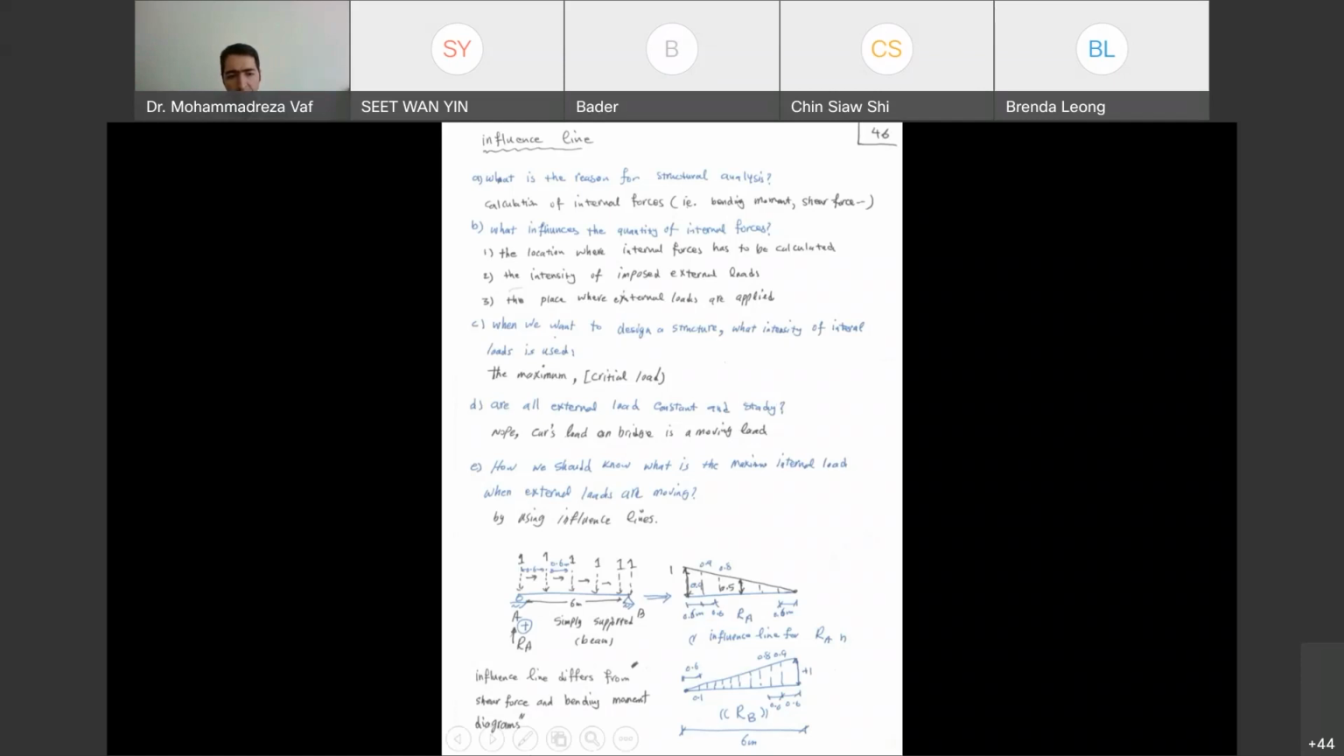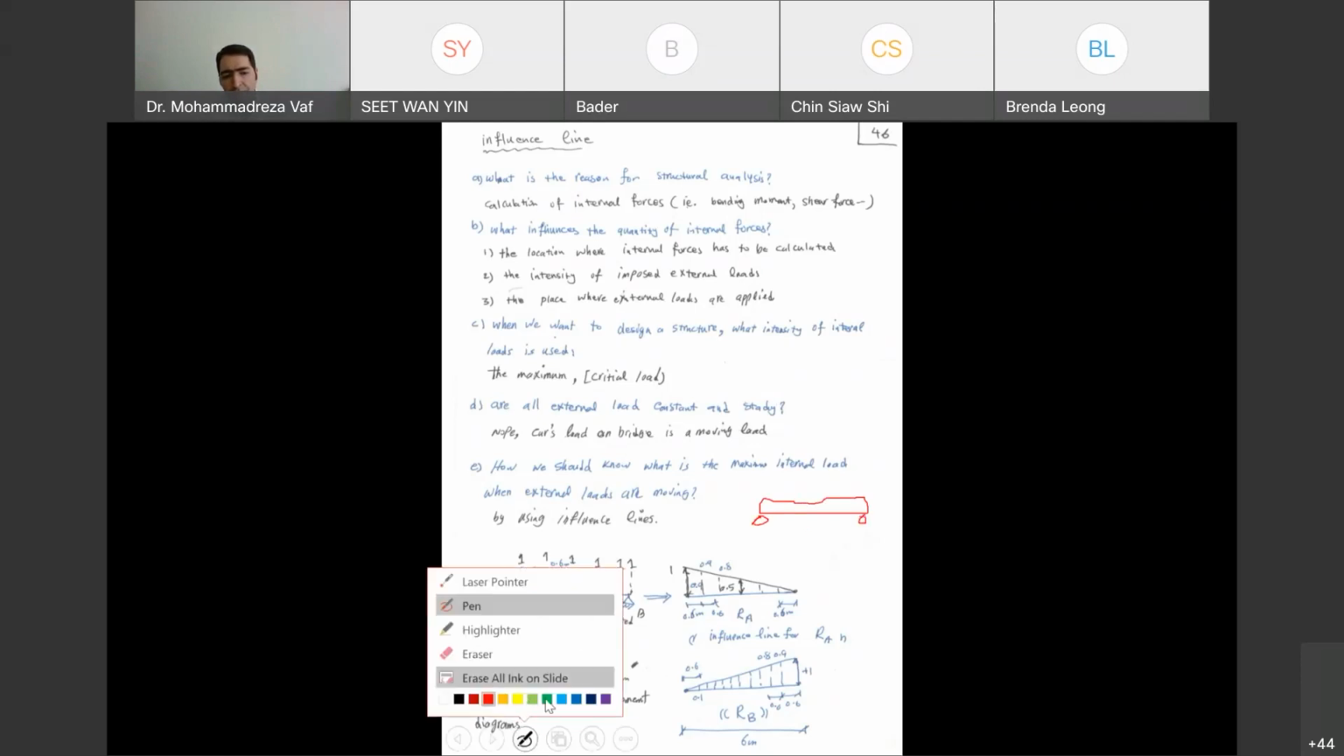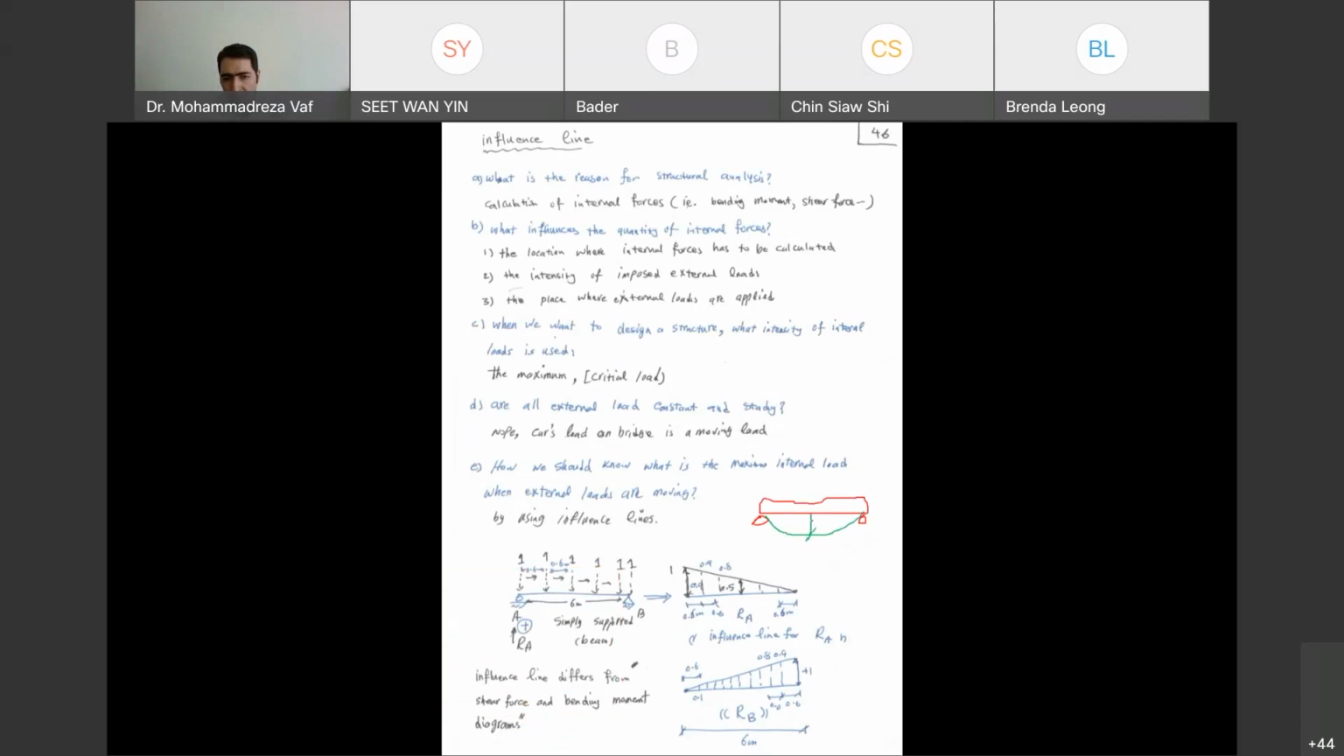Let me just draw one beam for you to make it more clear. So if you have a beam with any loading on it, like the one that I have drawn here, you can easily say that under this load, normally we have a bending moment diagram like this, and then this is going to be the maximum bending moment that can occur inside that beam. So if you have the bending moment, you can design the cross section easily.